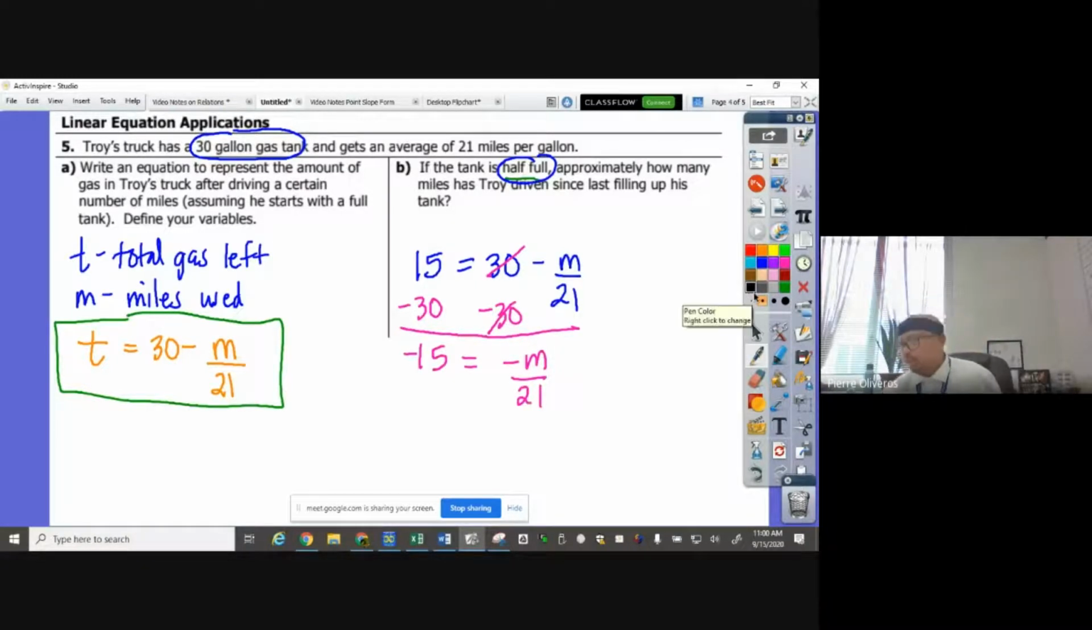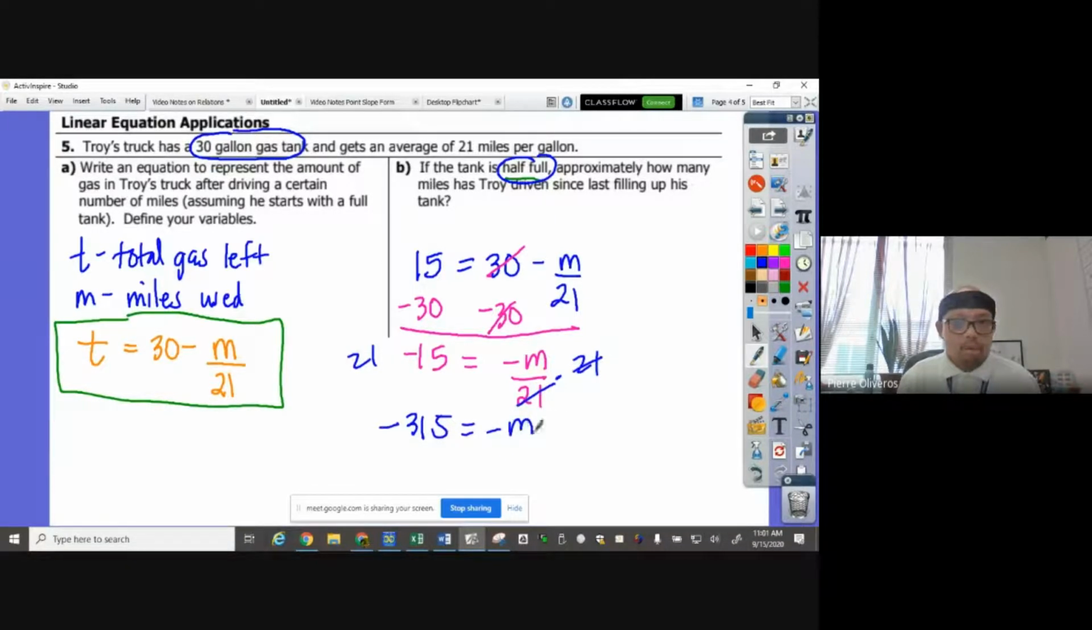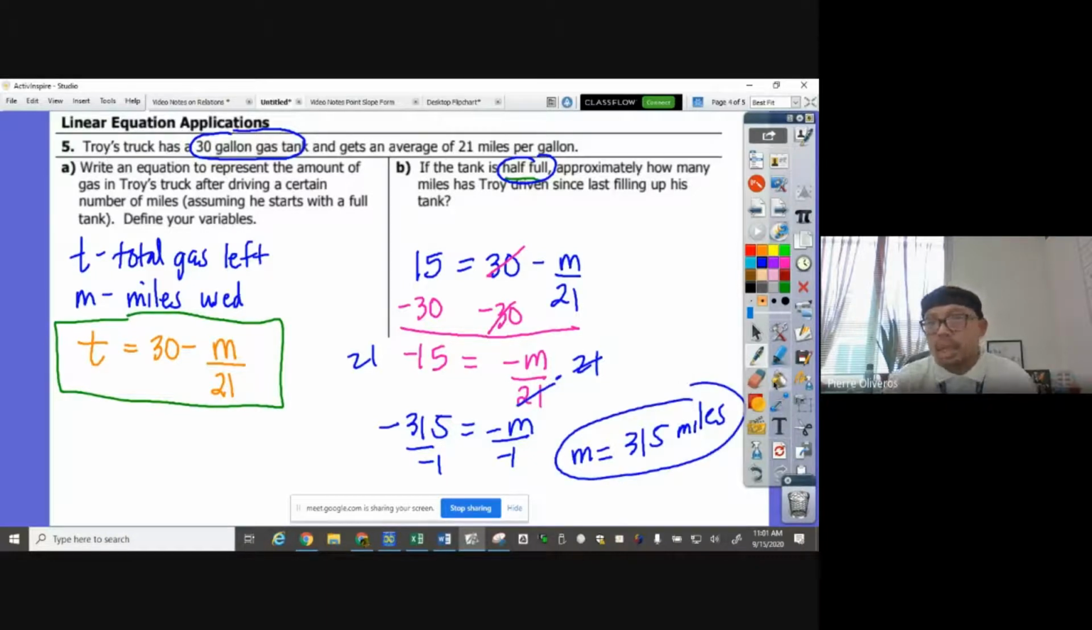And how do we solve an equation from here? We just simply need to multiply both sides by 21. So 21 times negative 15 will give us negative 315, is equal to negative M, as this cancels out. We're solving for M, the number of miles, so we just divide by negative 1 on both sides. Therefore, M is equal to 315 miles. Okay? There you have it. Let's go one more.